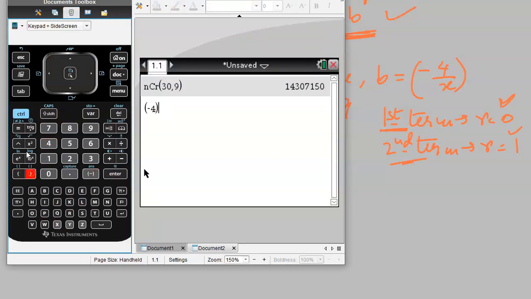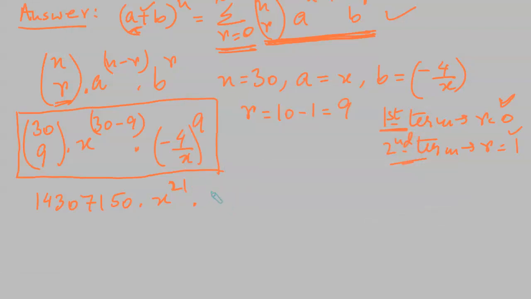Negative 4 raised to the power of 9 is equal to negative 262144. Okay, so negative 262144. And I'm separating these two.